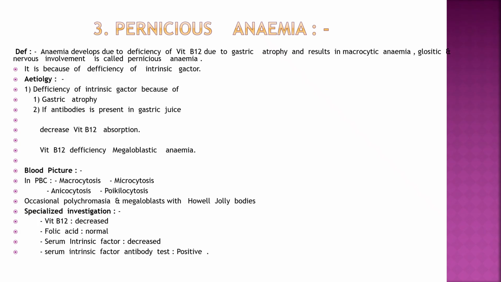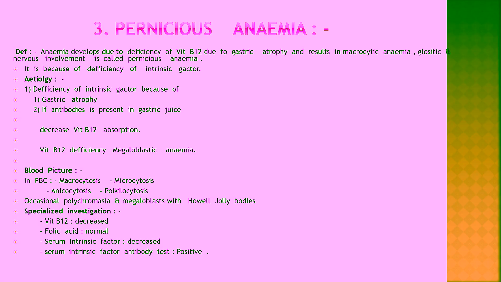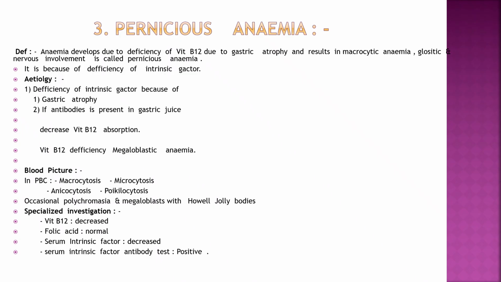Pernicious anemia is anemia because of the deficiency of vitamin B12. So intake of vitamin B12 is normal but absorption is less because of gastric atrophy or gastritis, which results in macrocytic anemia, that is increased RBC size, and then glossitis, that is inflammation of the tongue, and nervous involvement. So it is because of the deficiency of intrinsic factor.